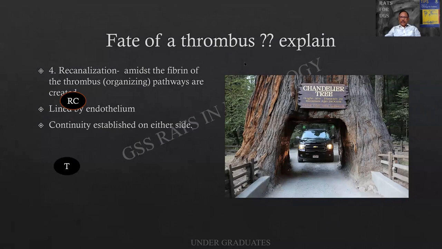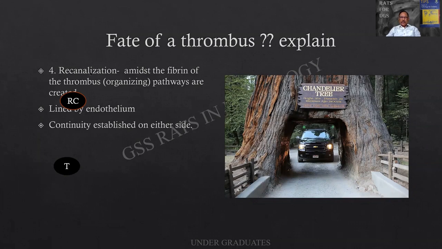We are continuing with the fate of a thrombus. I would like you people to explain this picture. This is a Californian redwood tree. There are many such trees in the US which are not being felled thanks to their appreciation of nature. Instead, you find that a large canal or tunnel has been made through, and via this, vehicles such as a motor car can pass easily. The tree is still in place.